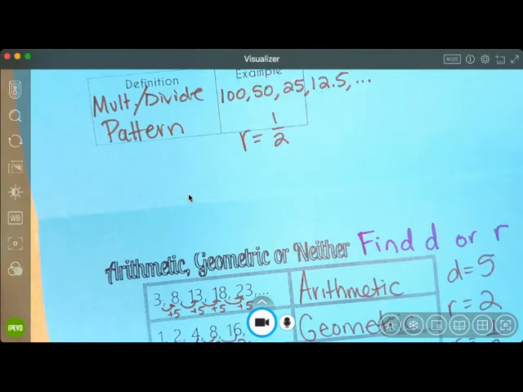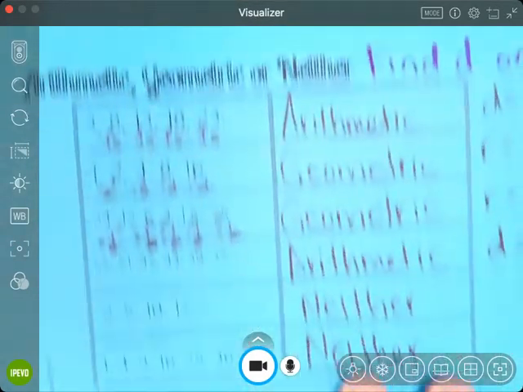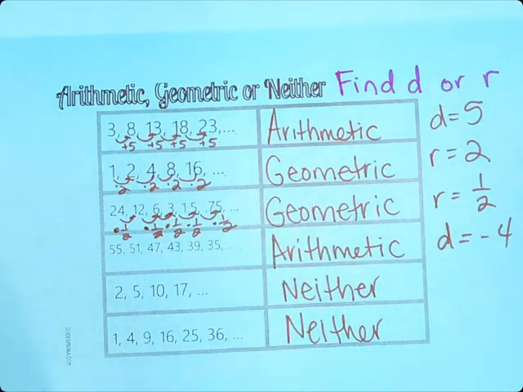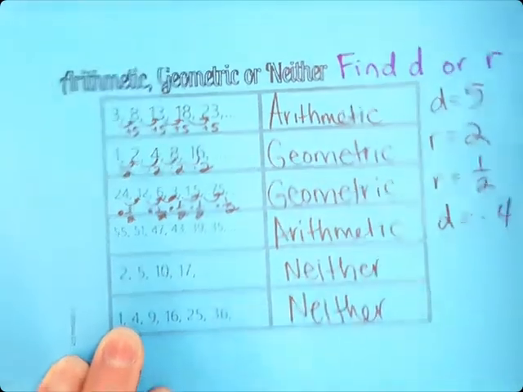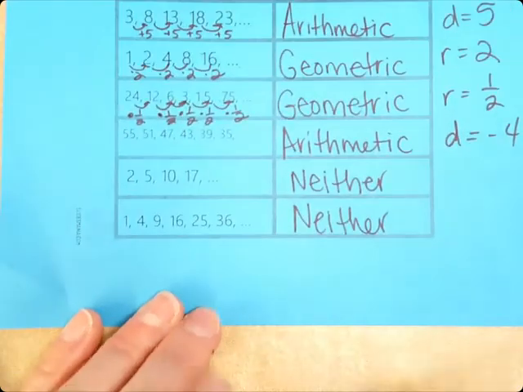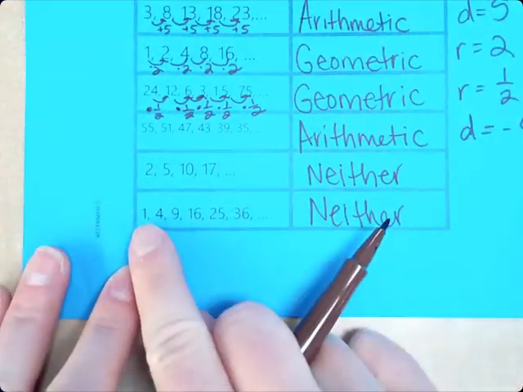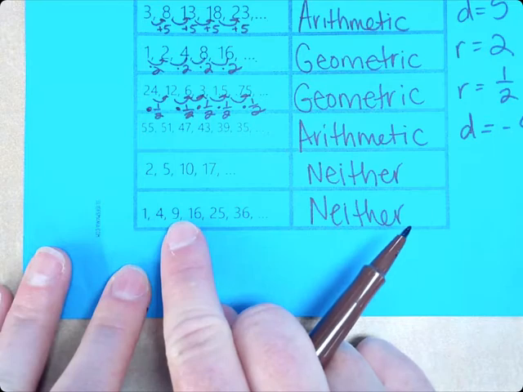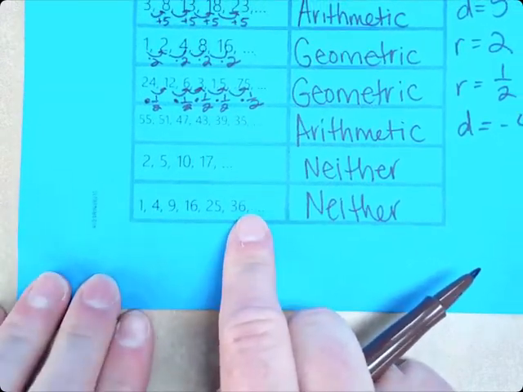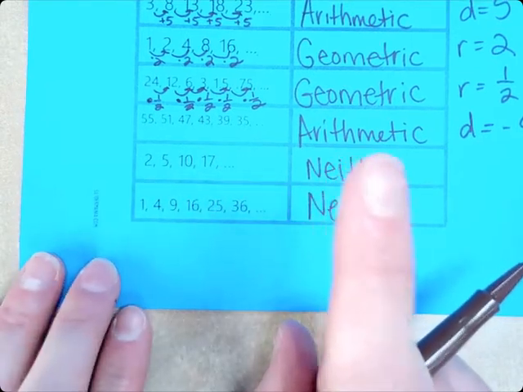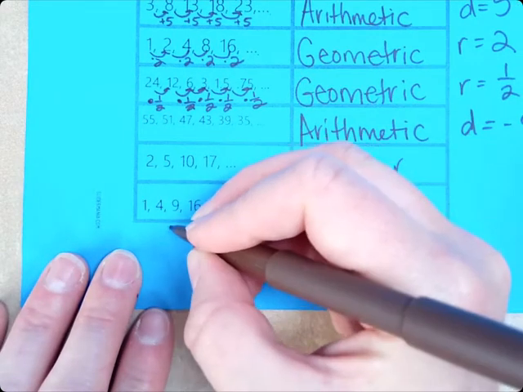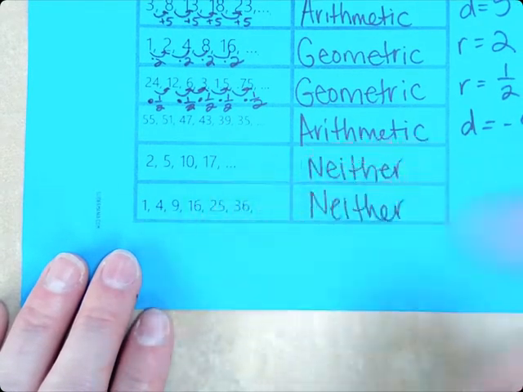Okay, so hopefully you had time to finish the examples. Here are the answers. I do want to talk about this last one real quick because it is a neither, but they are special numbers that you might see again as a pattern. Do you know what 4, 9, 16, 25, and 36 have in common? What kind of numbers they are? They're not prime. They're the opposite of prime. You're adding the odd numbers.